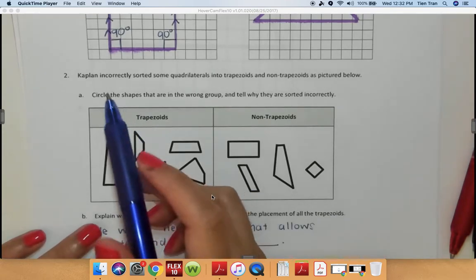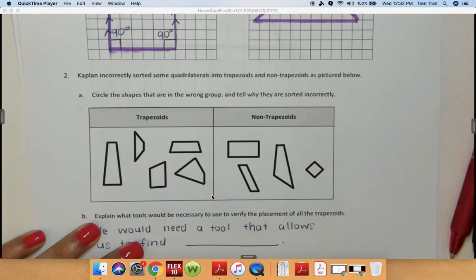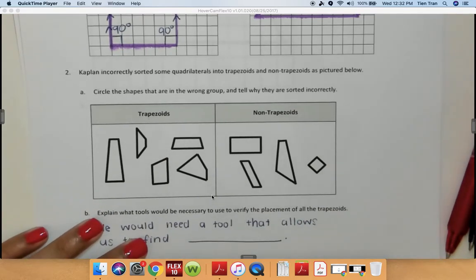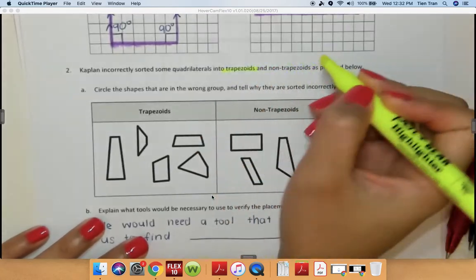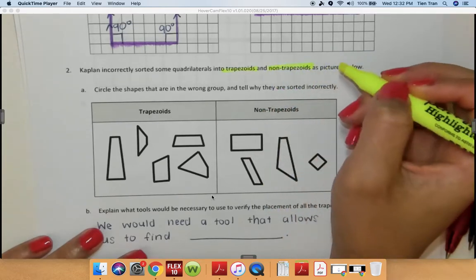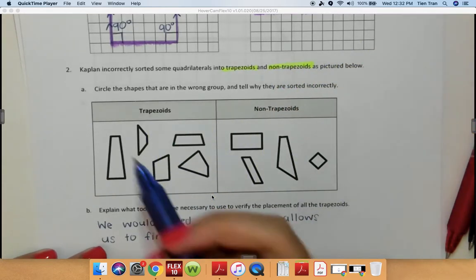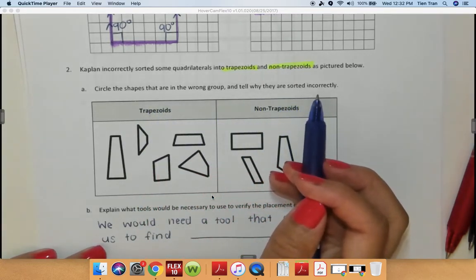I was going to say C. Kaplan incorrectly sorted some quadrilaterals into trapezoids and non-trapezoids as pictured below. So we have quadrilaterals that have been sorted into trapezoids and non-trapezoids. They made a mistake. So circle the shapes that are in the wrong group and tell why they are sorted incorrectly.